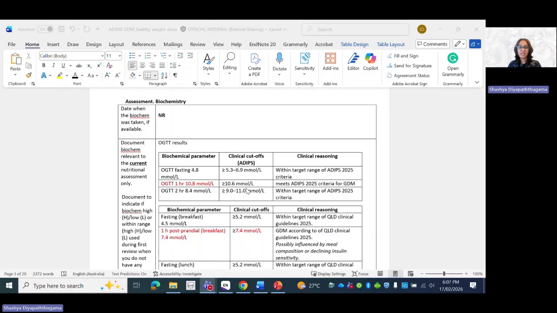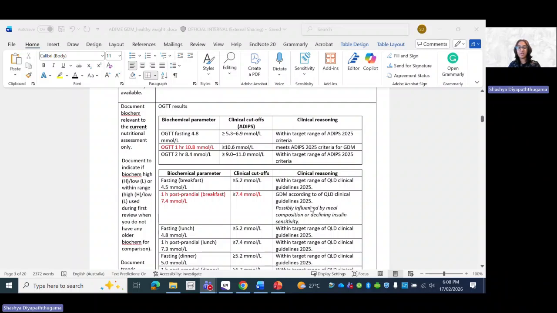And moving forward, we have some of her biochemical data, results of the oral glucose tolerance test, and these are the cutoff values. So the fasting value was 4.8, which is below 5.3. So with the fasting value, we cannot say that she has gestational diabetes. The fasting value is within the target range. But when it comes to OGTT 1 hour, after 1 hour of drinking this glucose solution, her blood sugar value was 10.8, and that has exceeded the cutoff value. So because of this, she meets the criteria for gestational diabetes. And again, the 2-hour value remains within the target range, so that is fine.